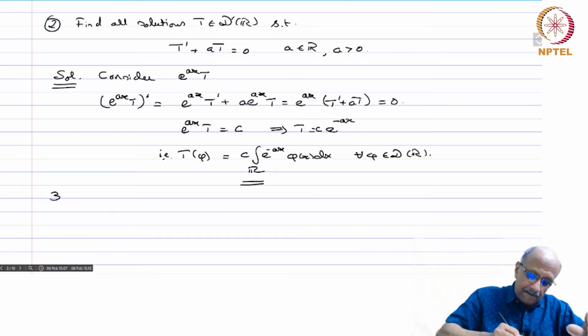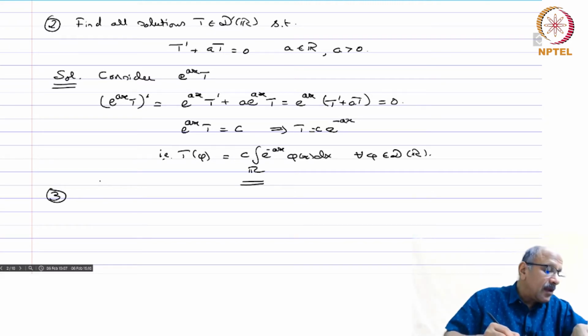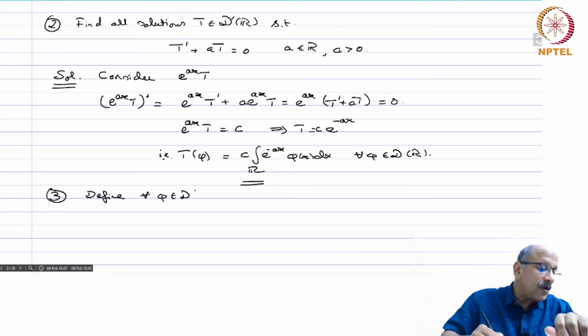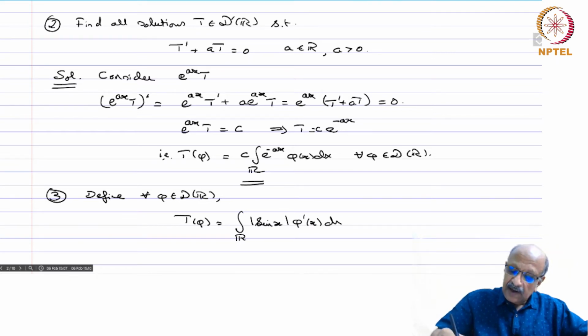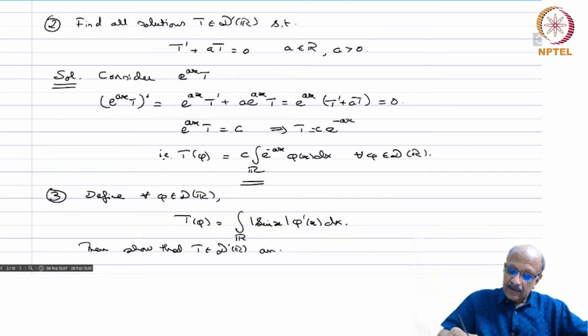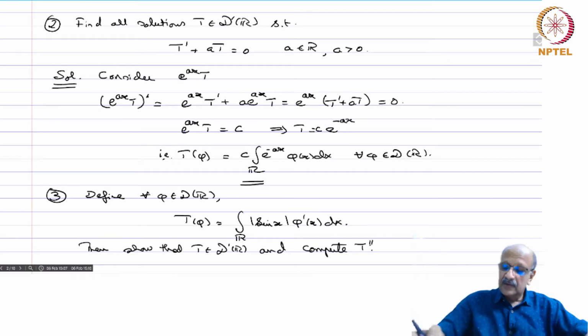So now 3, define for all phi in D of R, T of phi equals integral over R mod sin x times phi dash of x dx. Then show that T belongs to D prime of R, and compute T double dash, so second derivative of T.